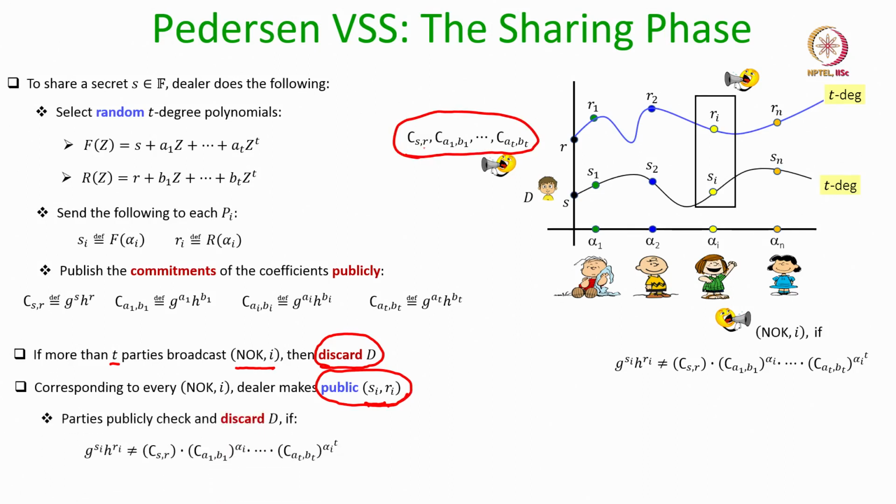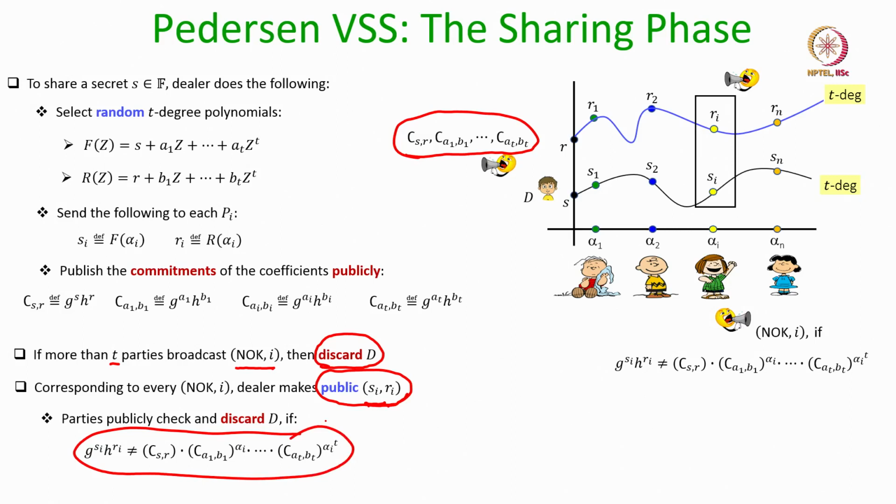So, now if the complaint is publicly being resolved, before accepting the shares Si and Ri, we have to publicly check whether the test which Pi had checked privately holds with respect to the publicly made Si and Ri.